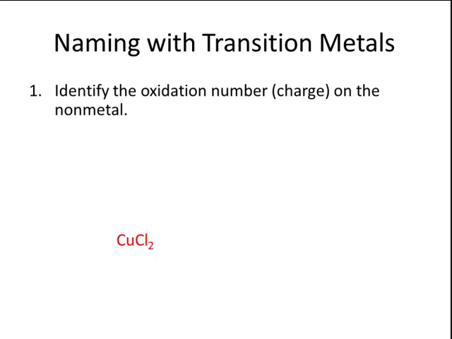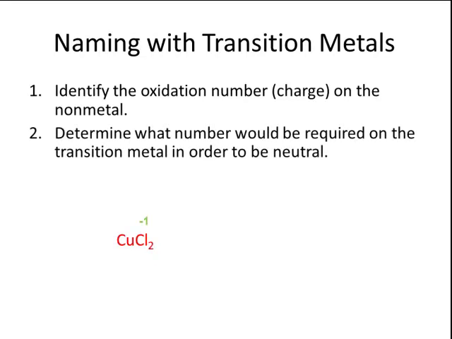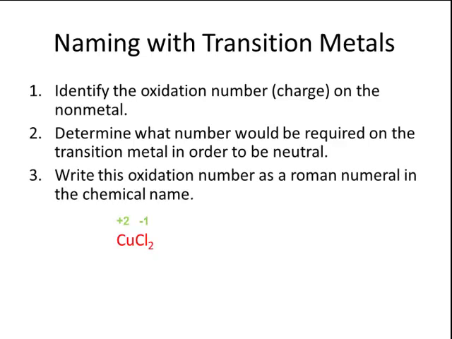So in this copper and chlorine compound, copper is the metal, chlorine is the nonmetal, so we'll determine the oxidation number on the chlorine first. In a binary compound, chlorine has an oxidation number of -1. Then we need to determine what number would be required on the transition metal in order for this compound to be neutral. So since each chlorine atom has an oxidation number of -1, and there are 2 chlorine atoms, all of my nonmetals have a total charge of -2, which means my copper atom must have an oxidation number of +2. Then I write this oxidation number as a Roman numeral in the chemical name.